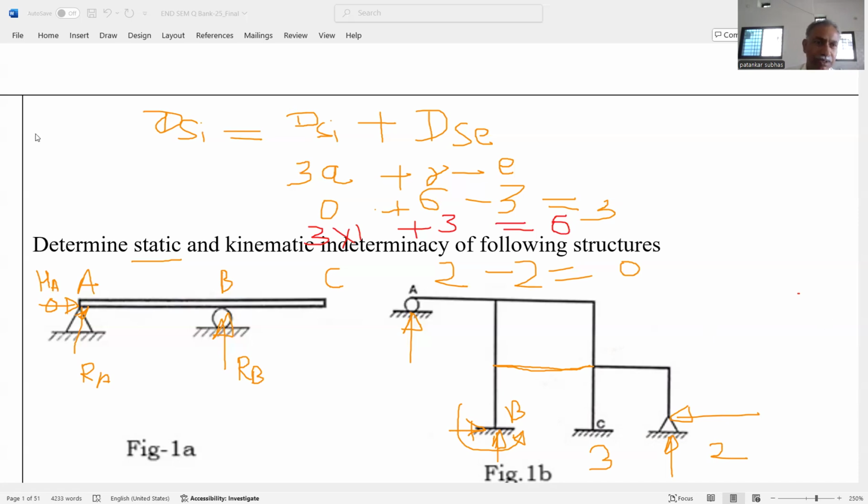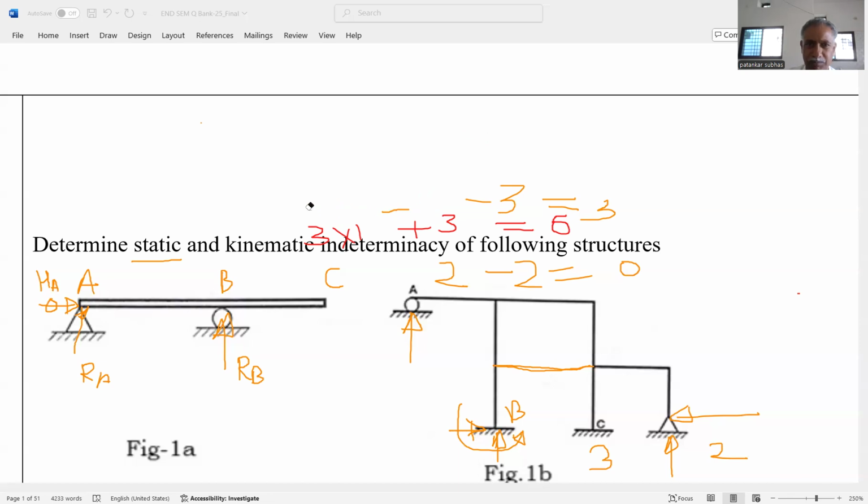Now, what about the kinematic redundancy? For kinematic redundancy, we have used a simple concept. The concept is very simple. That's why we have considered the slope. That means there are two translations and one rotation.